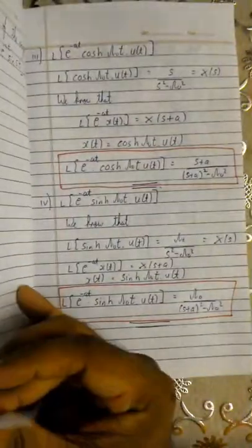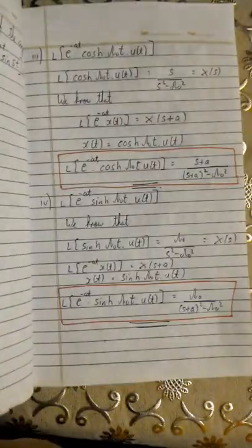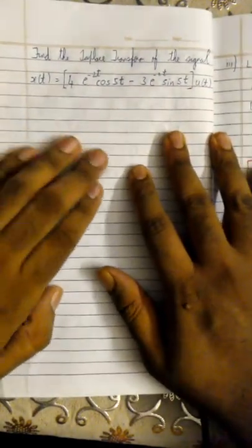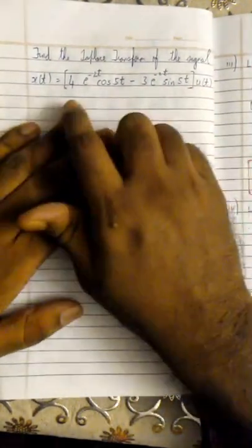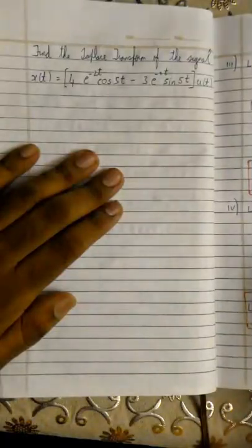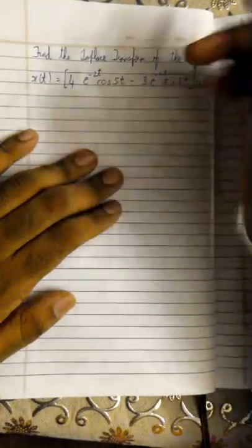Now let's do another problem. Okay. Let's do another problem using the frequency shifting theorem. Here in this case the question is, find the Laplace transform of 4 into e raised to minus 2t cos 5t minus 3 into e raised to minus 2t.